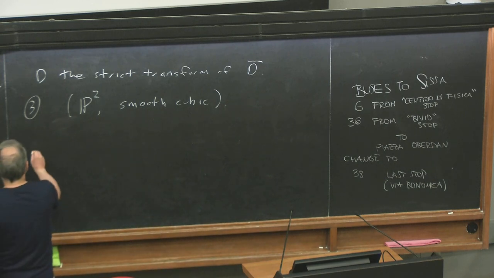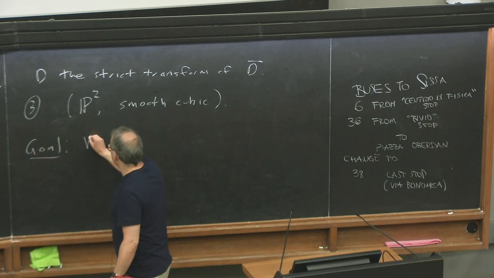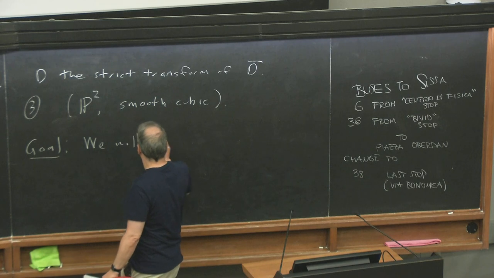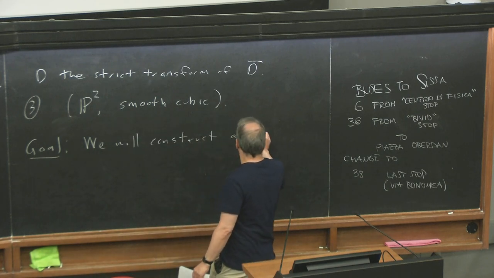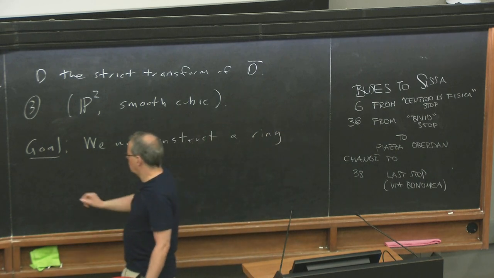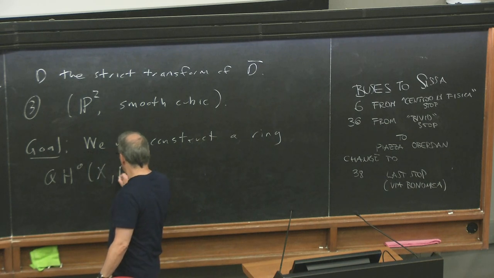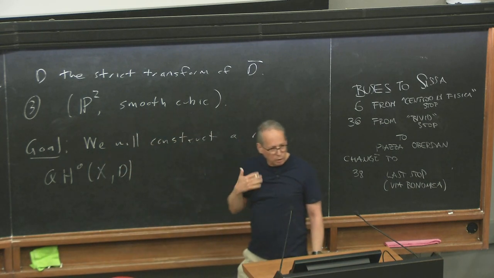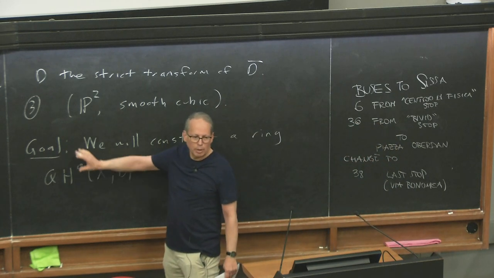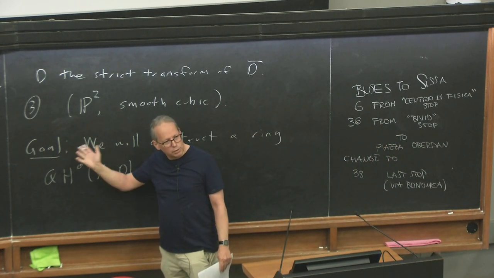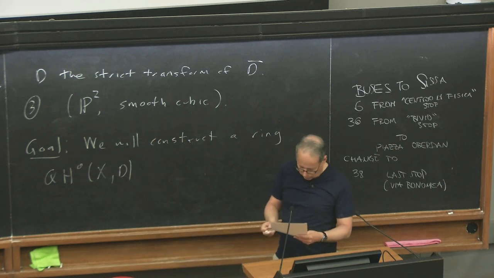So the goal is we will construct a ring which I write as QH0 XD. And you should think of this as a kind of relative quantum cohomology with a zero indicating that there should be some higher degree pieces of quantum cohomology that we haven't yet constructed. So this should just be suggestive.